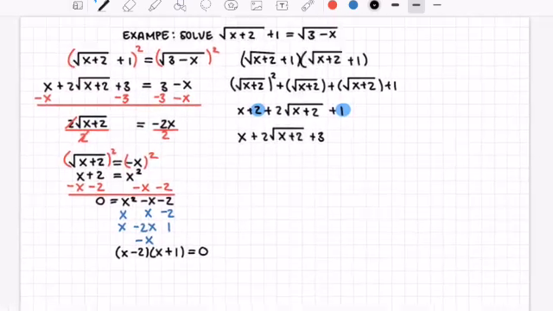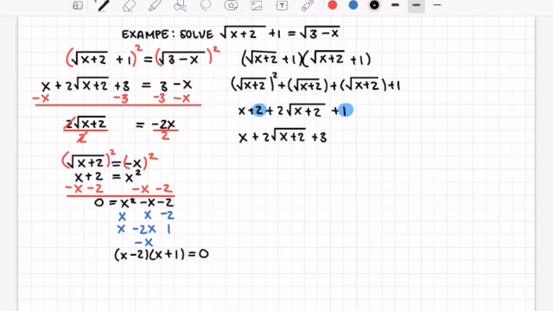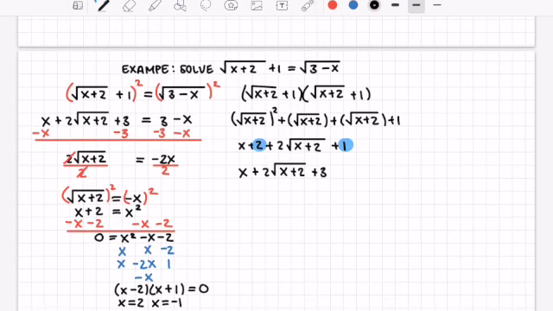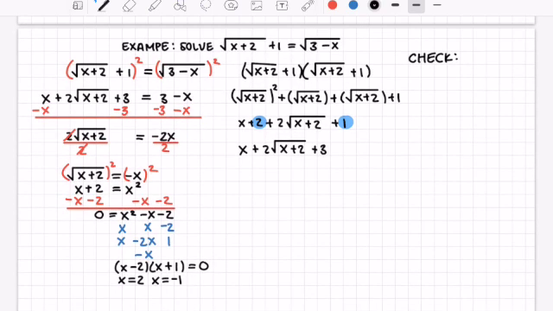So the next step is to find my x values, which is 2 and negative 1. And after I do that, the last thing to do is to check. So again, I need to check to see which ones work out in the end.